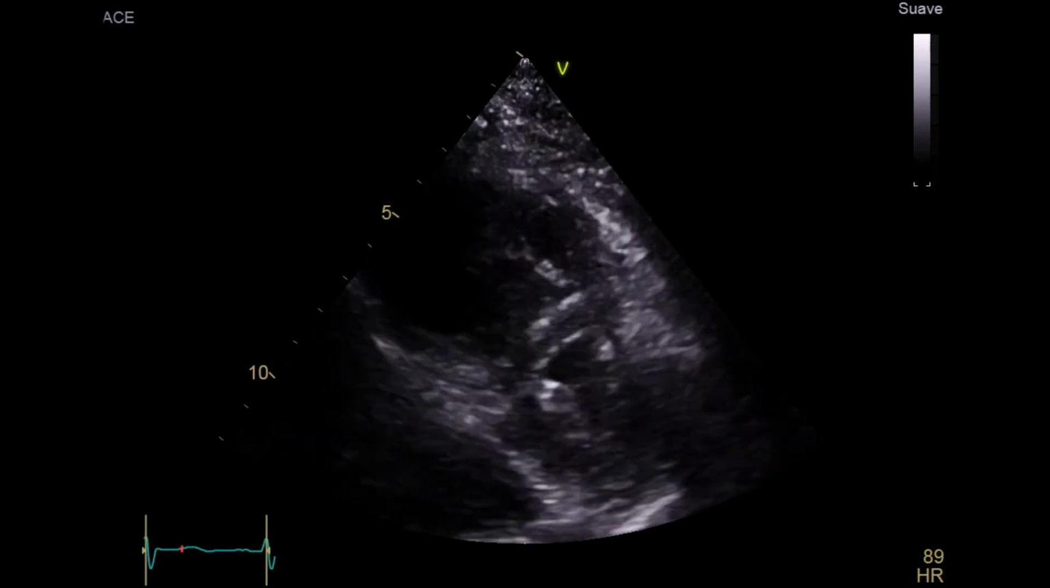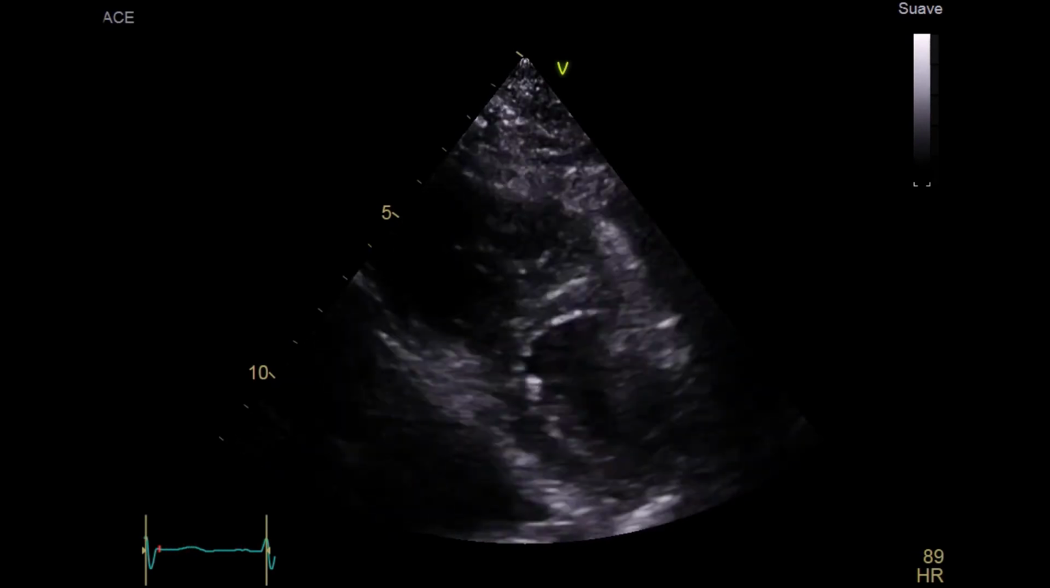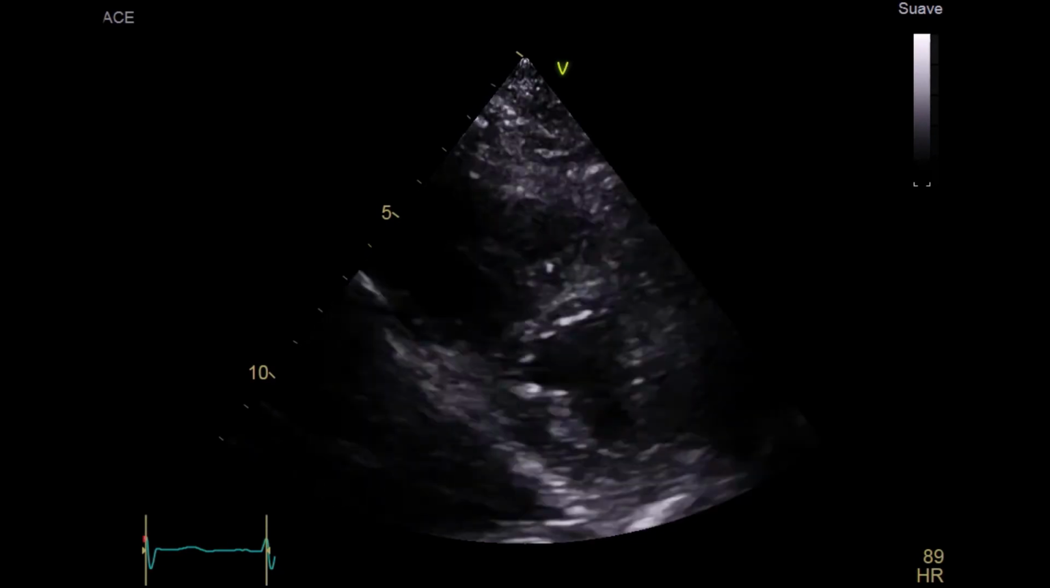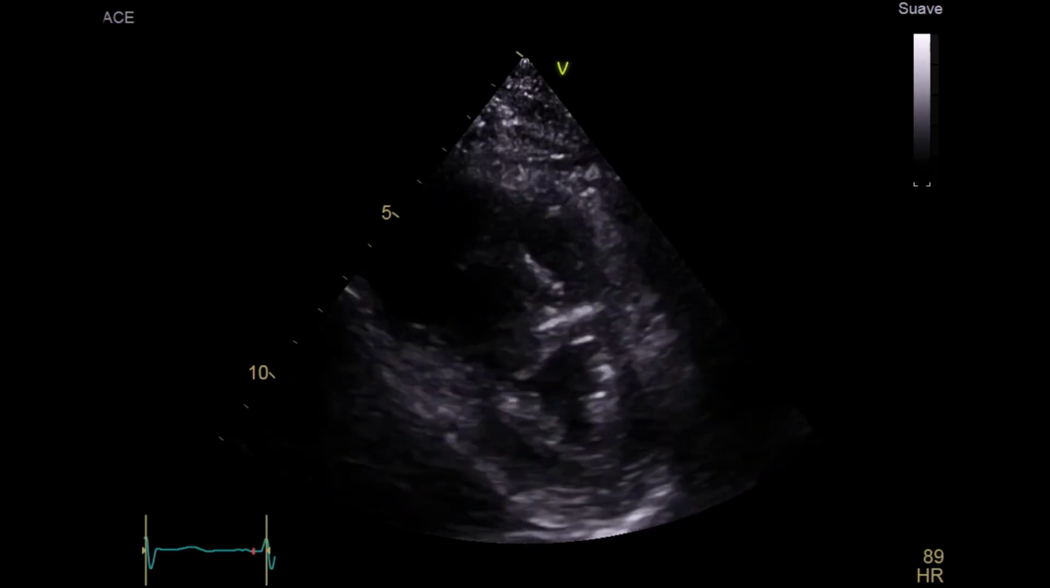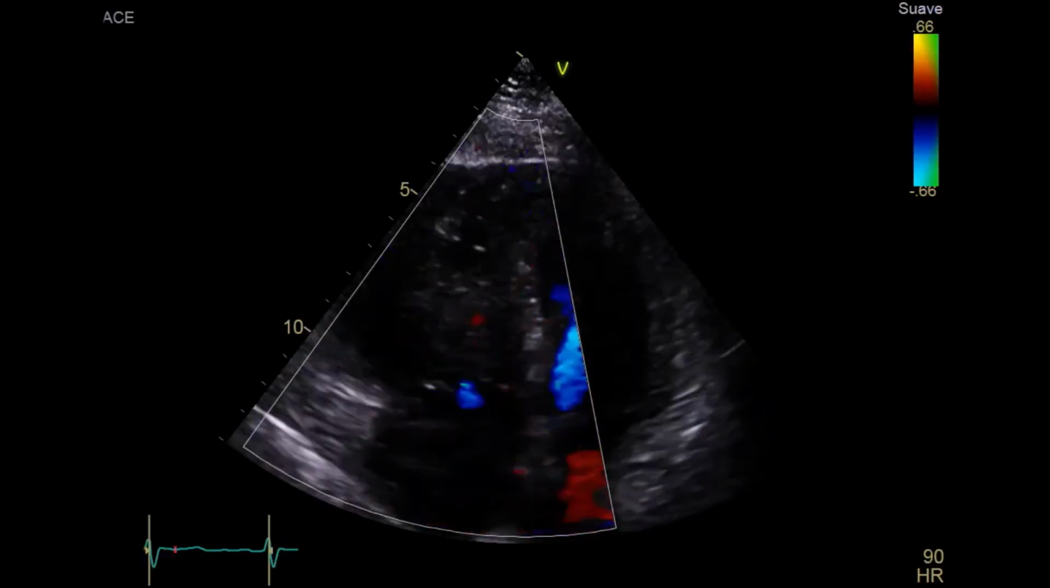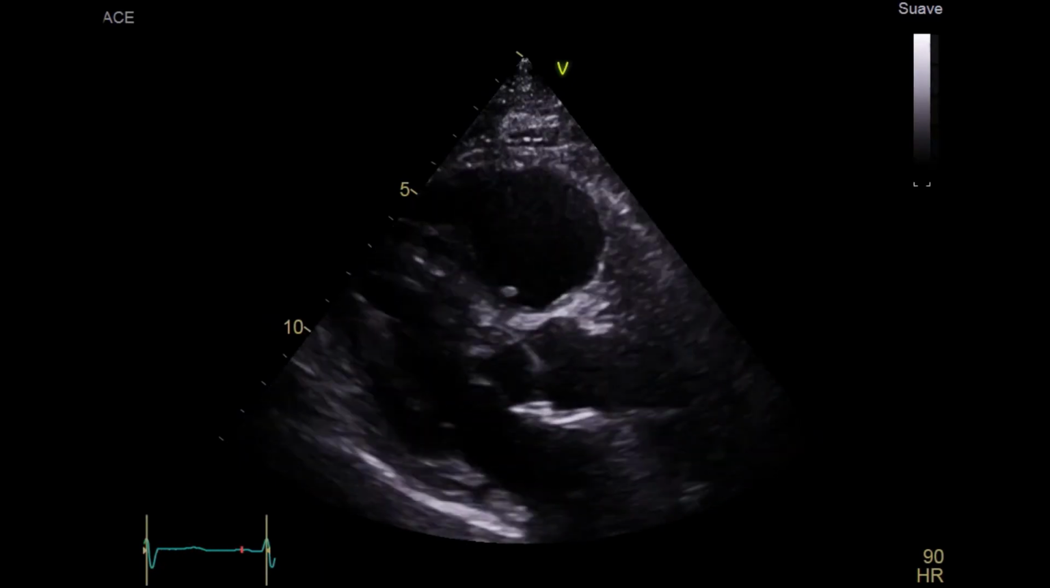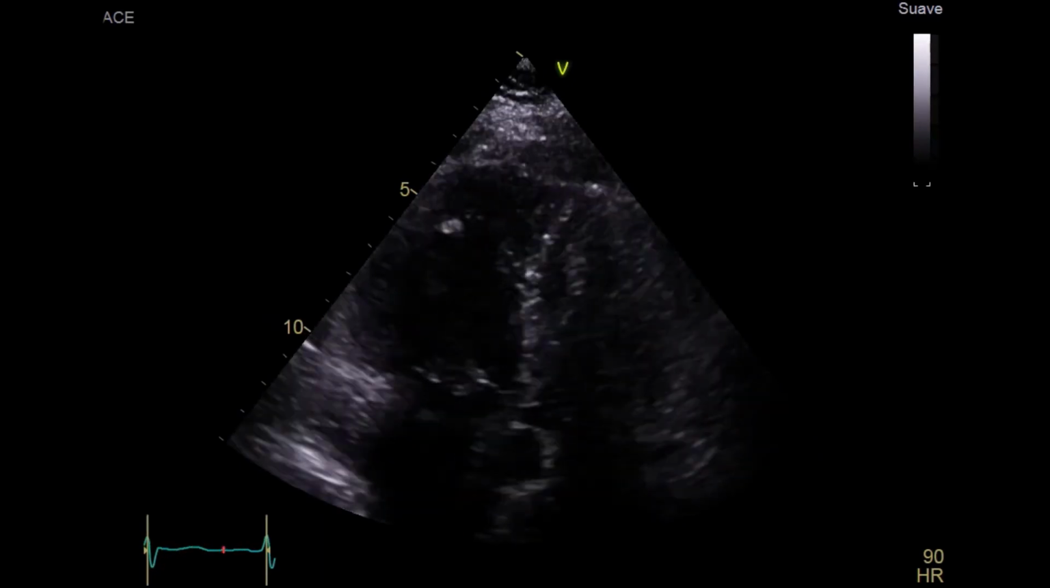However, in addition to right chamber volume and pressure overload, there are other characteristic echocardiographic findings. For example, systolic dysfunction of the right ventricle, tricuspid regurgitation, abnormal septum movement, and the McConnell's sign.